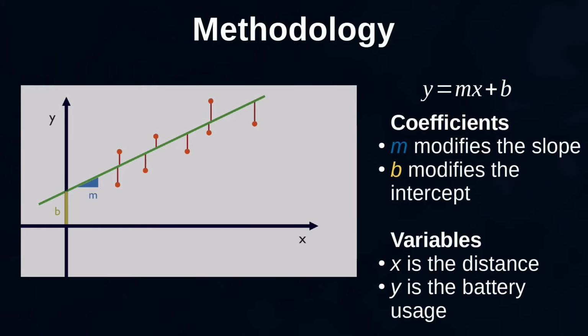In this one-dimension example, you can see that you are trying to find a line which represents the data. In this case, there are two coefficients which we can call m and b. M modifies the slope of the line, while b is called the intercept, and it is the value of the output y when all the explanatory variables are equal to 0. In our problem, the only variable x is the distance traveled, while y is the associated battery usage.